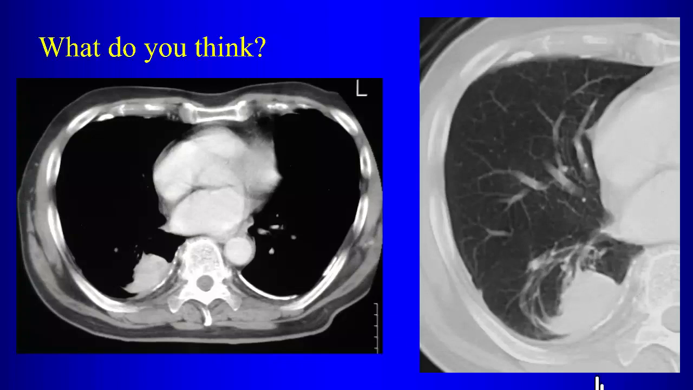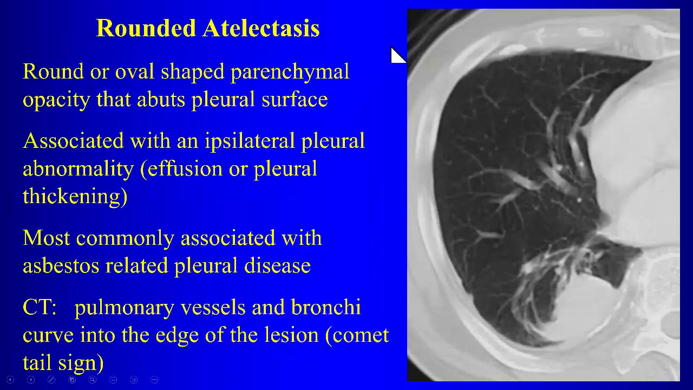Usually, they say that what happens is there's a pleural effusion, and then the lung kind of folds on itself, gets stuck to the pleura, the effusion goes away, the lung never re-expands, and so you get this comet tail sign appearance of the rounded atelectasis. The other thing you look for is, remember, it's atelectasis, so you look for volume loss. There's typically some volume loss within the lobe that's affected. So those are all the findings of rounded atelectasis.